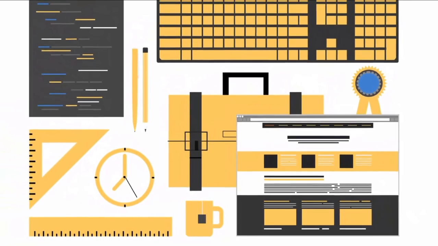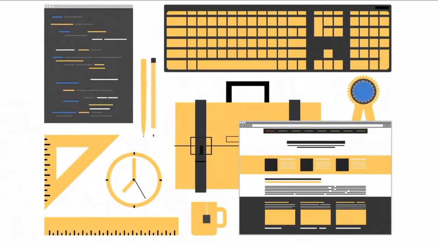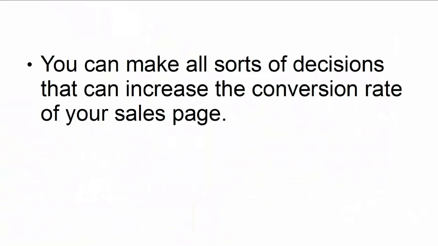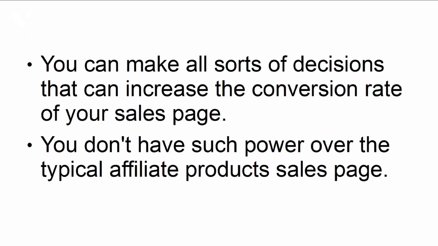You can focus on certain emotions. You can position the product in a certain way. You can make all sorts of decisions that can increase the conversion rate of your sales page. You don't have such power over the typical affiliate product sales page.